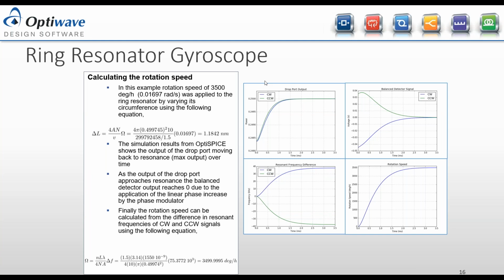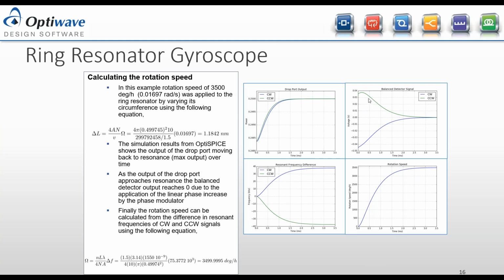Finally, we have the results here. This is the output of the drop port in the ring resonator. You can see initially we start with a certain rotation, so the drop port is not completely at resonance, and slowly the controller is changing the frequency output of the laser such that both the clockwise and counterclockwise signals are at resonance.